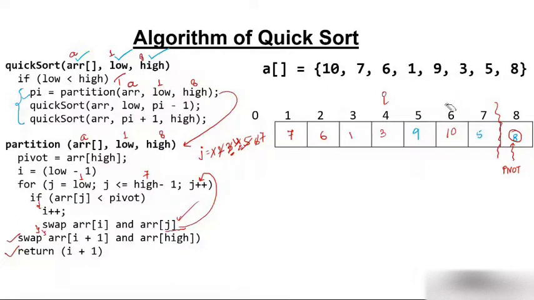So j becomes 7, condition again true. What I'll do again, check is array j, is array 7 less than pivot? Yes. I'll increment i. Fine.